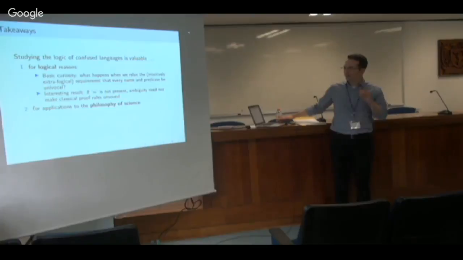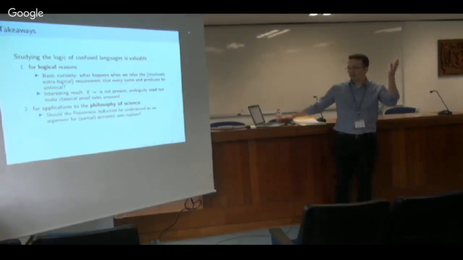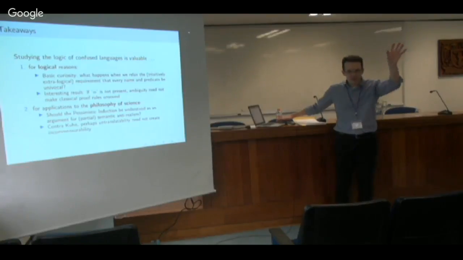For applications to the philosophy of science, as I mentioned earlier, is the pessimistic induction actually an argument for semantic anti-realism, that we should think that our current theories are neither true nor false in important chunks of them? And this idea I mentioned also earlier, that against Kuhn, we can say, yes, Kuhn, untranslatability between paradigms happens, but we don't have to say that necessarily is incommensurability.